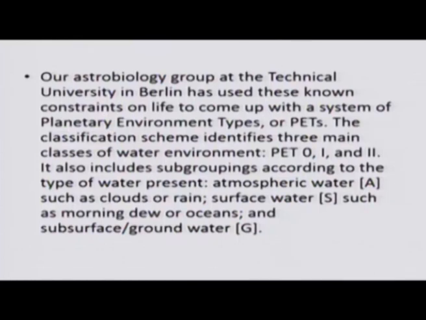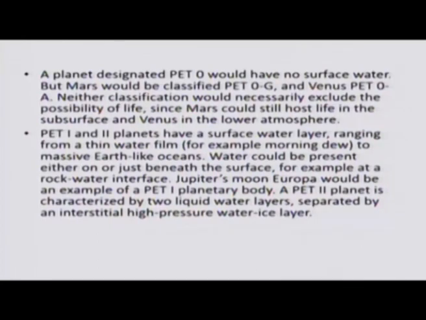So, this is to talk about planetary life, and this is called PETs. There are mainly three categories of water environment. In the previous paragraph, the writer has established the importance of water and its connection with the presence of life. So, now this scheme classifies environments based on water. They are called PET 0, 1 and 2, and then there are subgroupings under it. A represents water in the atmosphere. S means water is on the surface, and G means subsurface or groundwater. Now, the writer goes on to explain this classification system in detail. So, let us look at it.